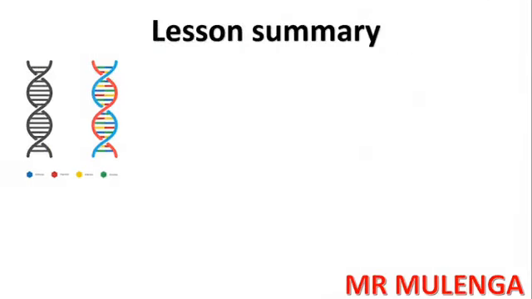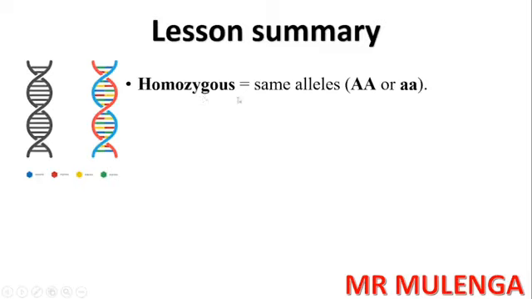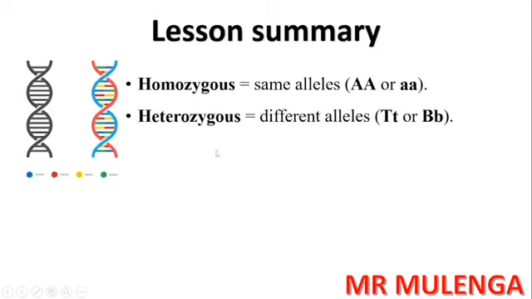Let us now look at our lesson summary. We have said homozygous alleles are the same alleles, which can be written as capital AA or small aa. Capital AA is homozygous dominant, and small aa is homozygous recessive. Apart from that, we have also looked at heterozygous alleles, which are different alleles, having a dominant allele and a recessive allele. A dominant allele is expressed even if there is only one copy in the gene.